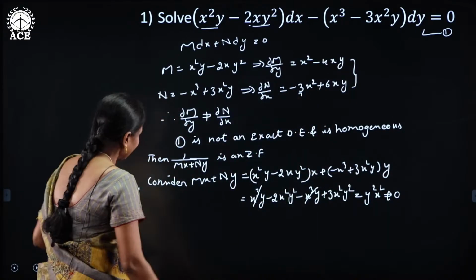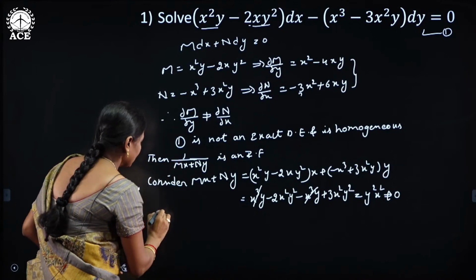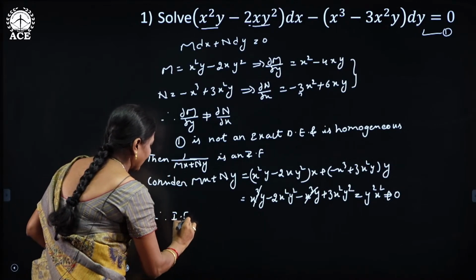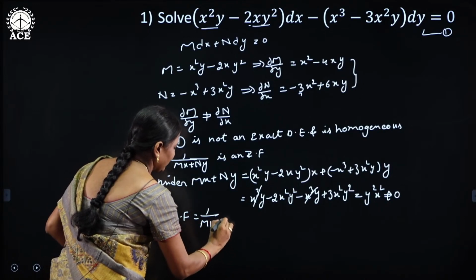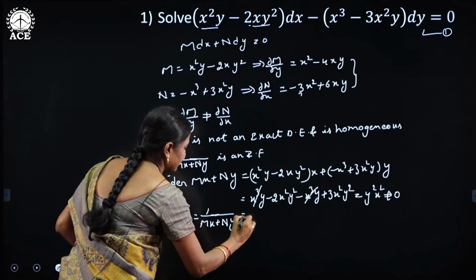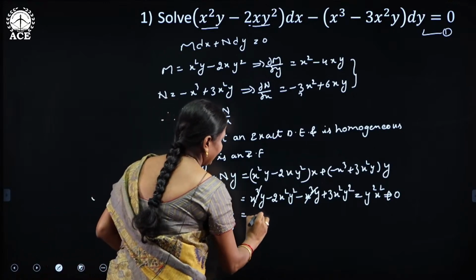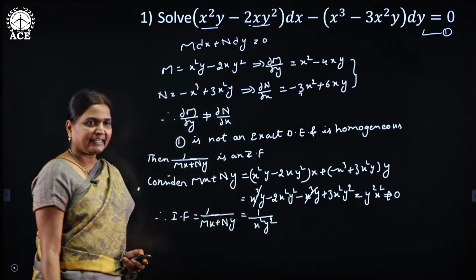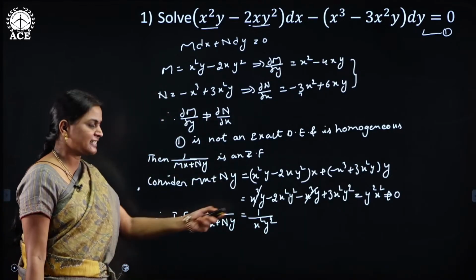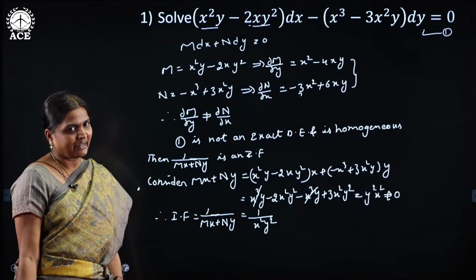So when it is not equal to 0, what is the integrating factor? Therefore, the integrating factor is equal to 1 by (Mx plus Ny). What is Mx plus Ny? x square y square. So the integrating factor of the given differential equation is 1 by x square y square.